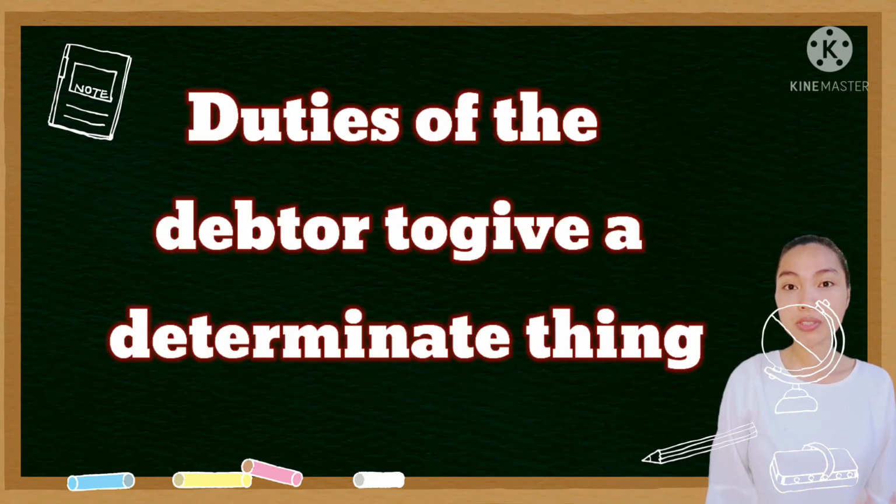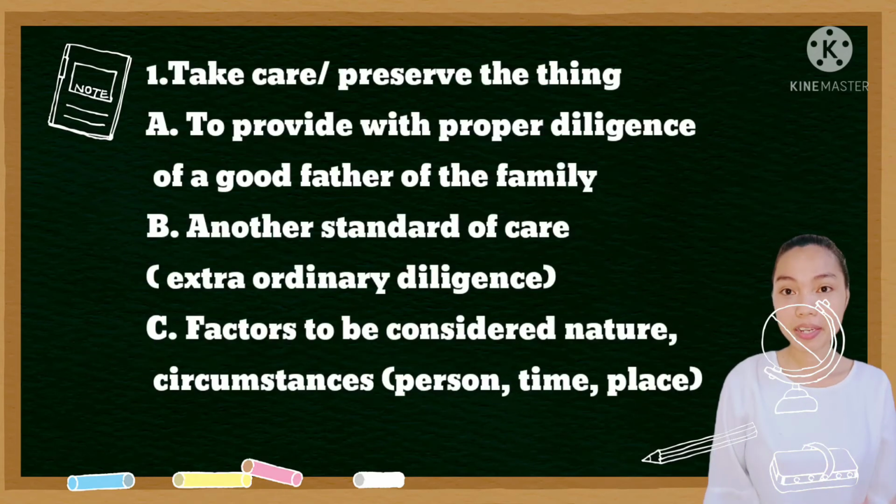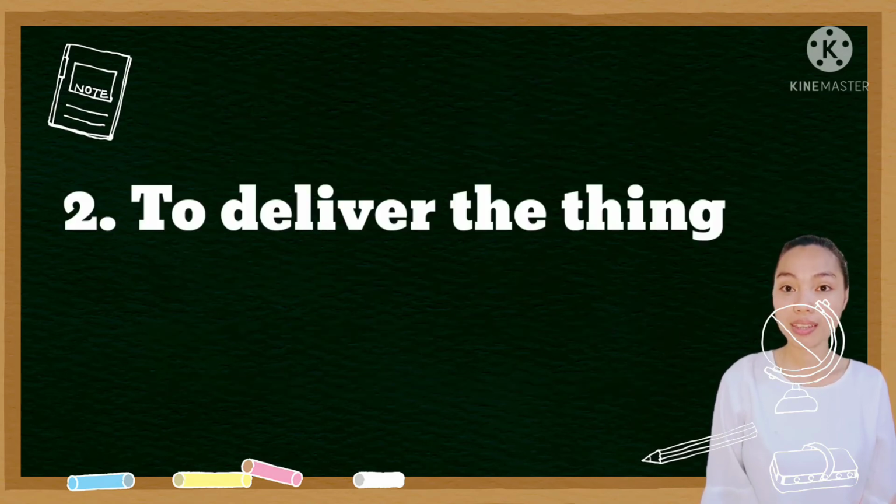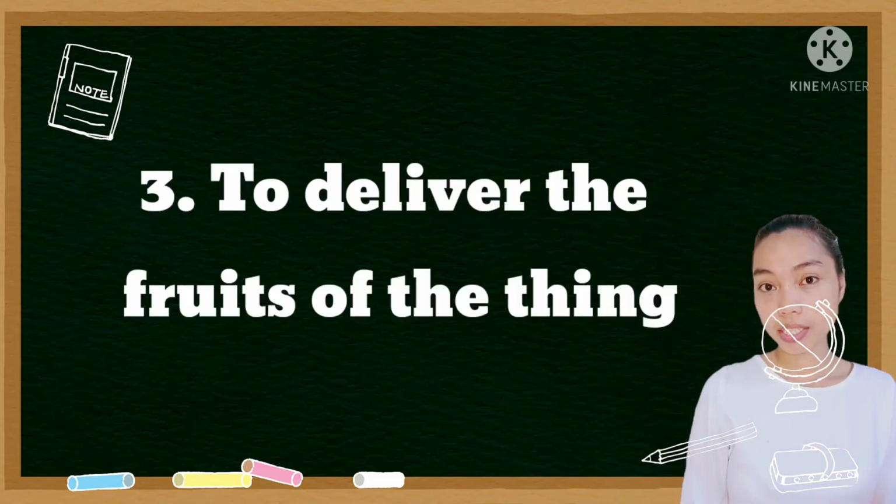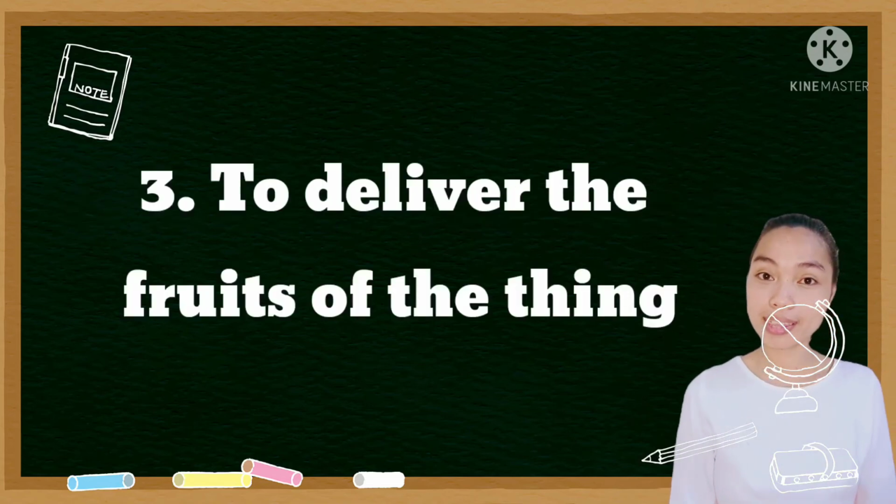The duties of the debtor to give a determinate or specific thing. First, take care of and preserve the thing. This is to be done with the proper diligence of a good father of the family, or another standard of care, or extraordinary diligence. Factors to be considered: nature, circumstances, person, time, place. The second duty is to deliver the thing. The third duty is to deliver the fruits of the thing.